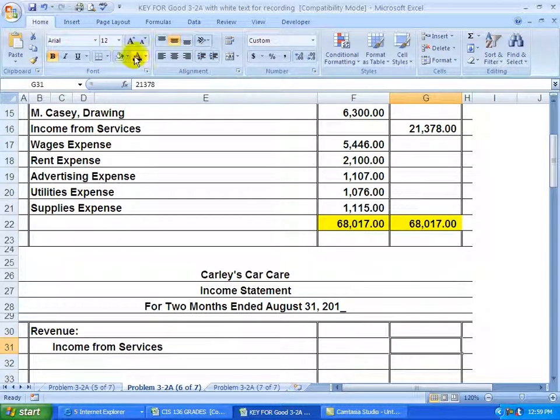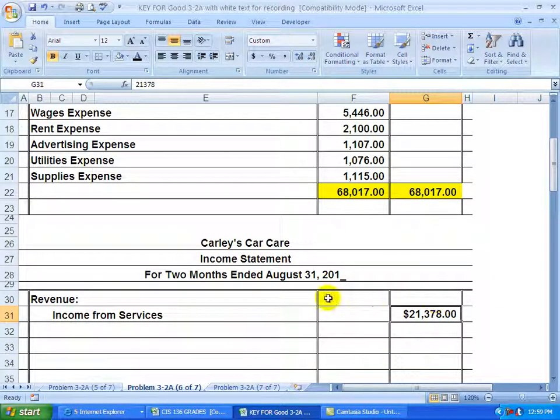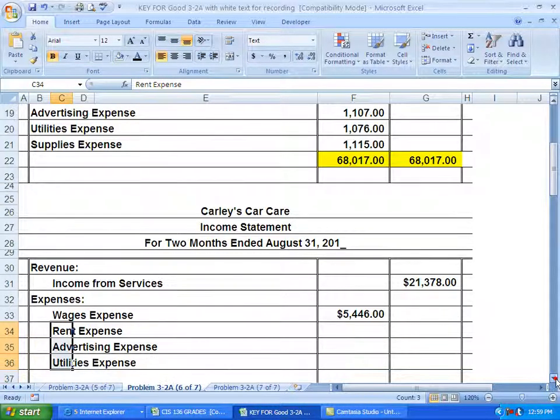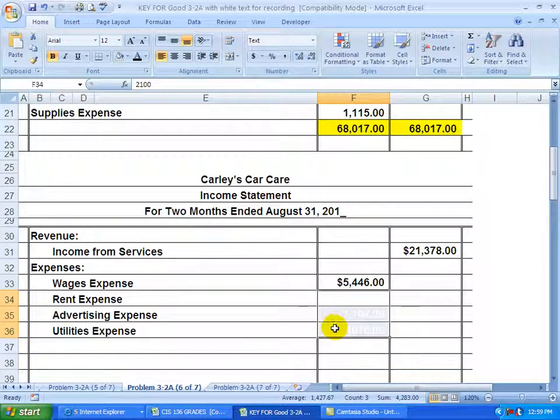And because we just have one, we're going over to this column. This is not a credit column, nor is this a debit column. It's just two amounts. That's the only revenue we have, so we're going to start with our expenses now. And looking at your expenses up here, we're going to enter those expenses, starting with wages expense, and we're going to enter them in this first column here. And then we're going to keep entering these expenses and their amounts.